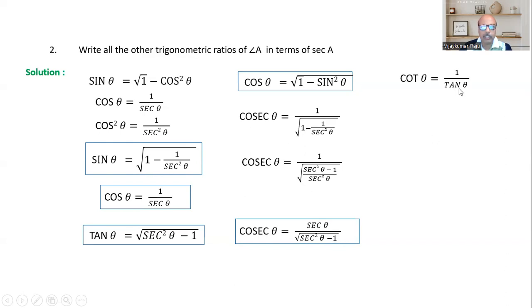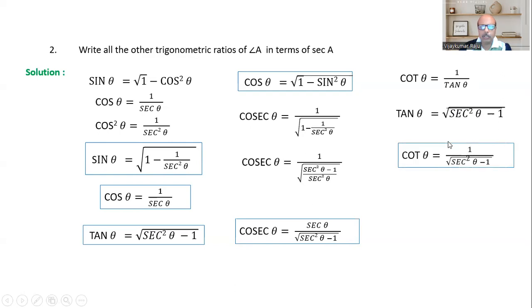Cot theta is 1 by tan theta. What is tan? Tan is equal to root of sec square theta minus 1. So cot is equal to 1 upon root of sec square theta minus 1. So here we have written all the 6 ratios in terms of sec of the angle.